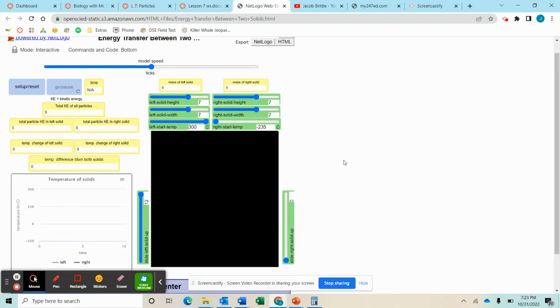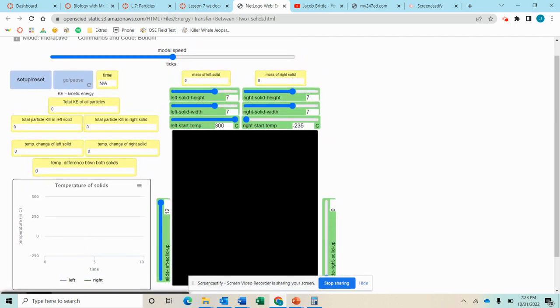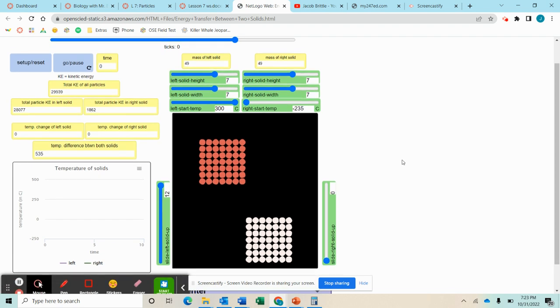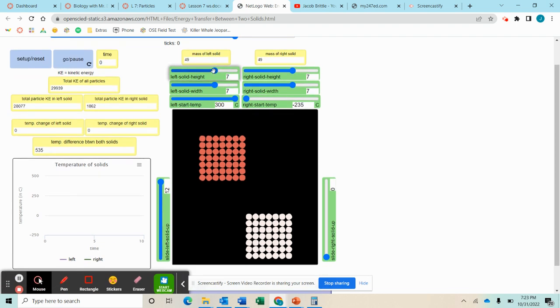So back to planning your original lab. You're going to be using this simulator. And a couple things that you need to know about the simulator. Up here is how fast or how slow you run it. I prefer to run it a little bit quicker just to save time. You can adjust the left solid. Here, actually, we need to reset the setup so you can actually see it. You can adjust the left solid's height, its width, and its starting temperature. Same thing for the right side. You can pick all of those.